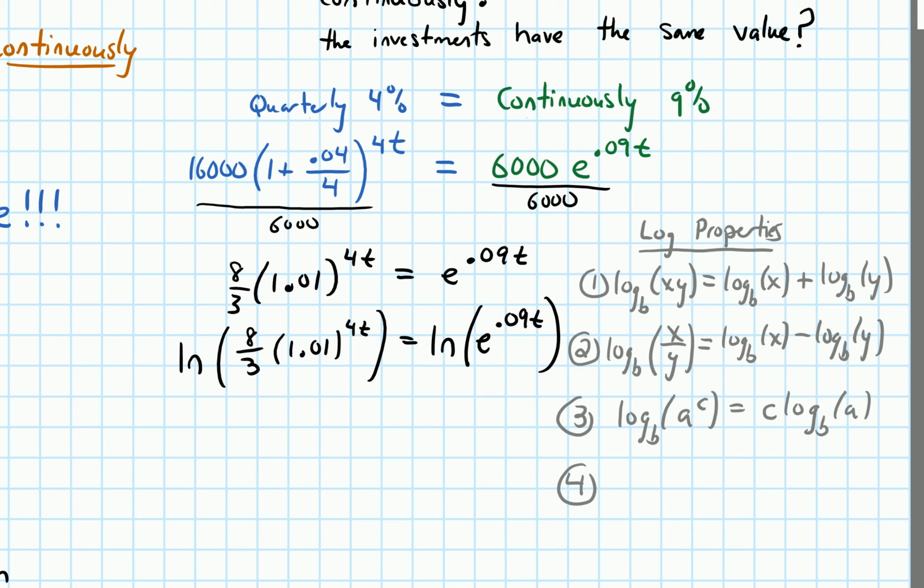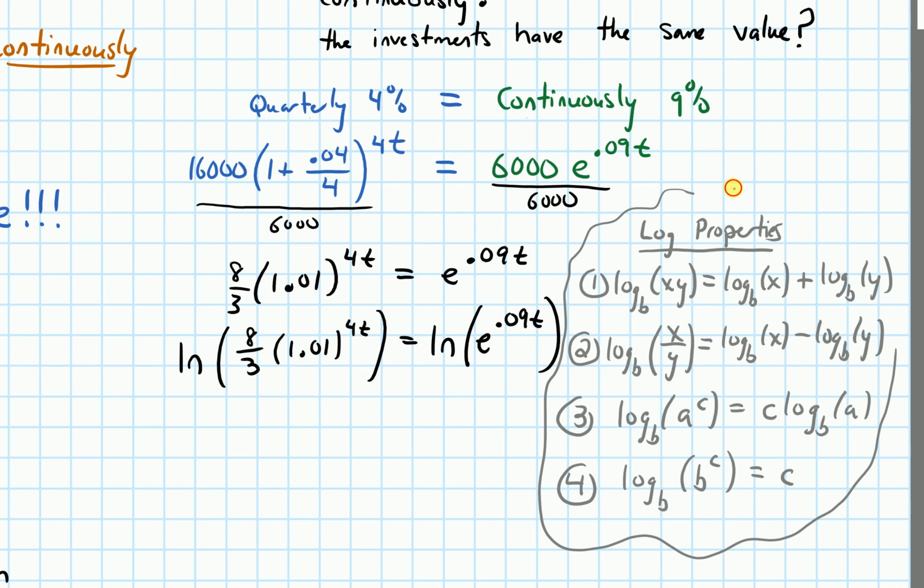And the fourth one that I'm going to write is if you have log base b of b to the c power, this ends up equaling c. Okay, so we have these log properties. So I'm going to use some of them for our problem.